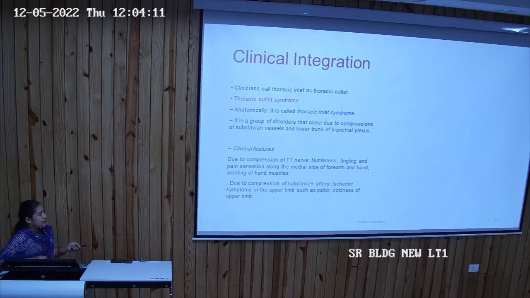Then, due to compression of the subclavian artery, there is a passage for the subclavian artery, so ischemic symptoms in the upper limb will occur. That is pallor and coldness of the upper limb. So those are the ischemic symptoms that can be found because of the subclavian artery compression.